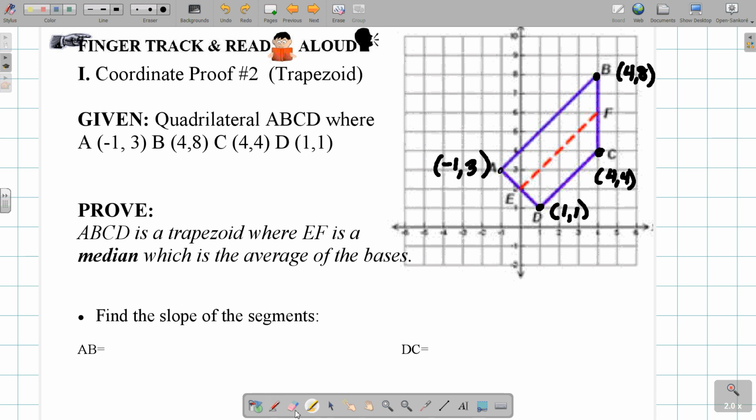We're going to prove that first it's a trapezoid. And then we're going to prove that EF is a median, which is also the average of the bases. The median is the average of the bases. So first we have to prove it's a trapezoid. Then we have to prove that we have a median. And then we're going to prove that the median is the average of the bases.